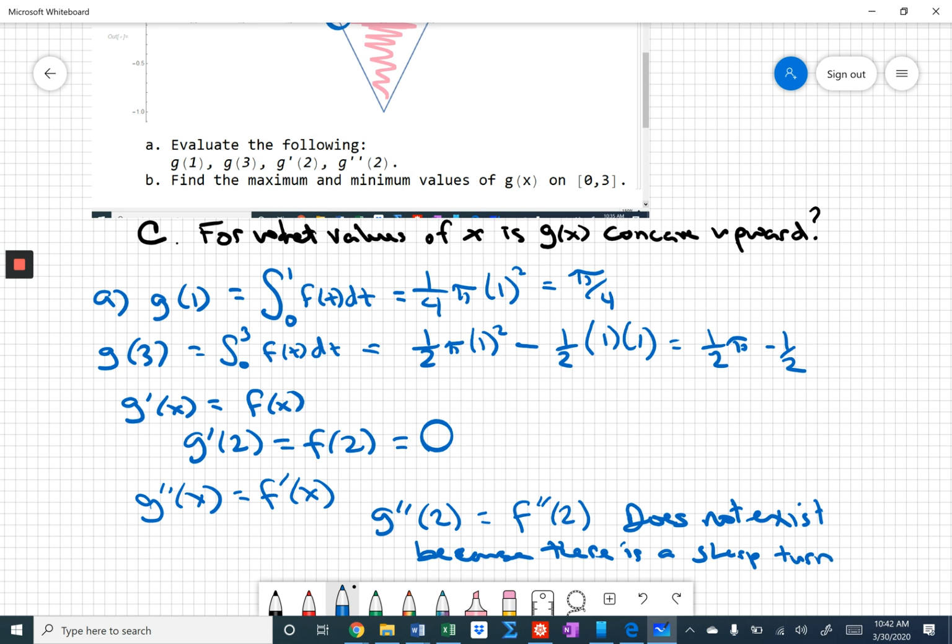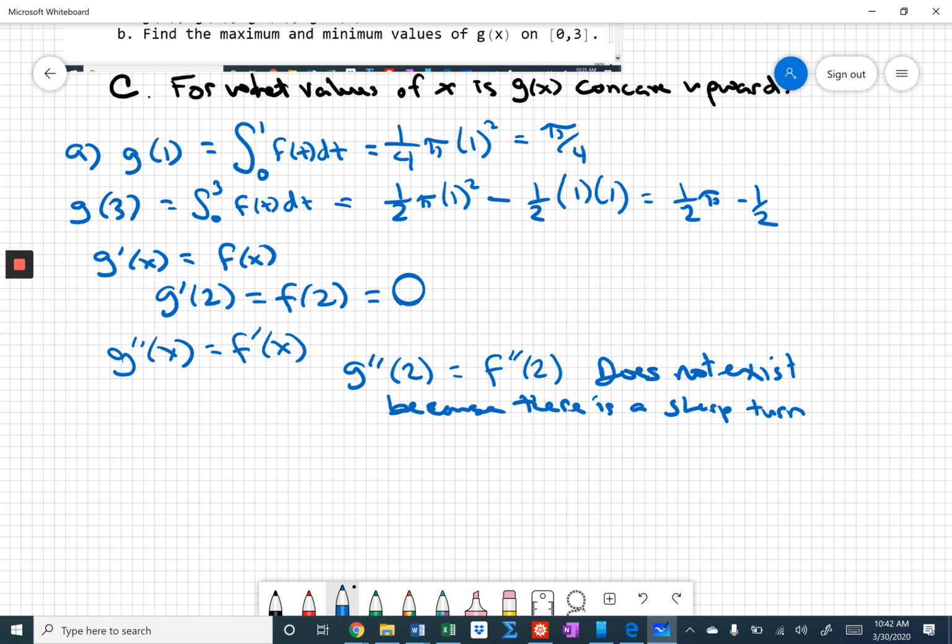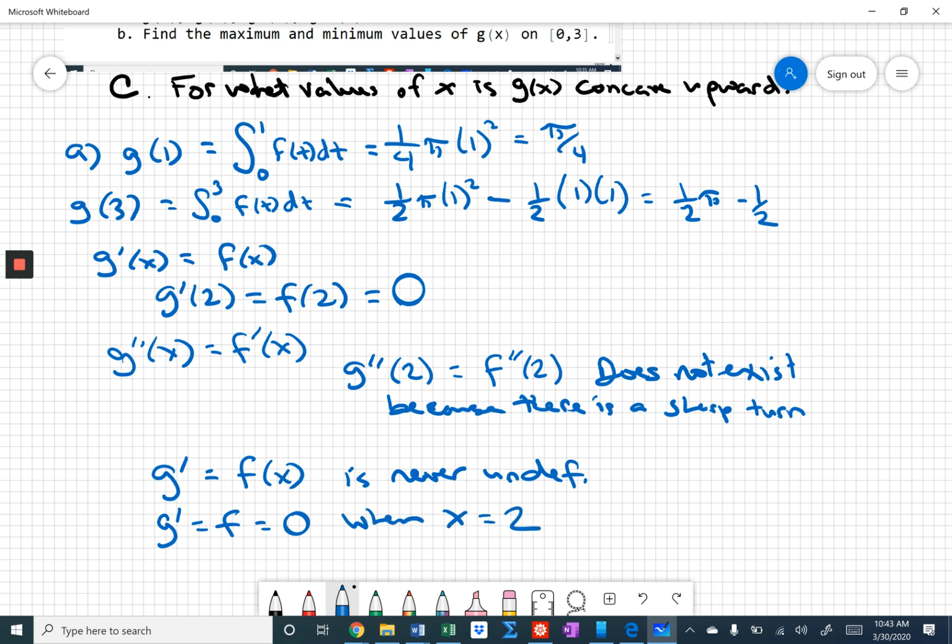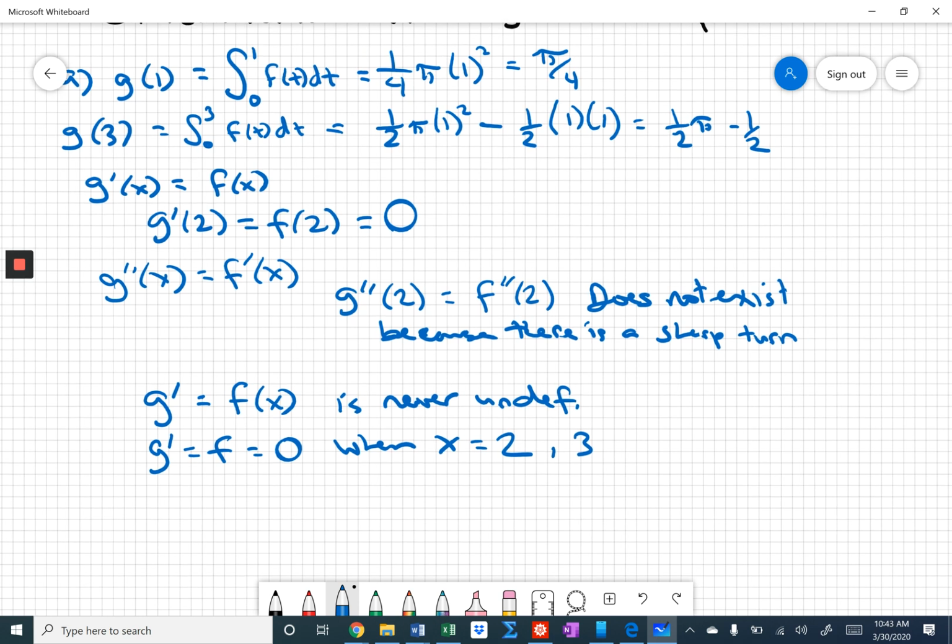All right, now we want to find the maximum and minimum values of g on the closed interval 0, 3. So we're going to want to use the closed interval method. For the closed interval method, we need to figure out where g prime is either undefined or does not exist. G prime is equal to f of x, which is never undefined. G double prime is undefined someplace, but not g prime. Now g prime, which is f, is equal to 0 when x is equal to 2, as we already saw. And again at 3, but 3 is an endpoint, so it's not going to matter separately for us.